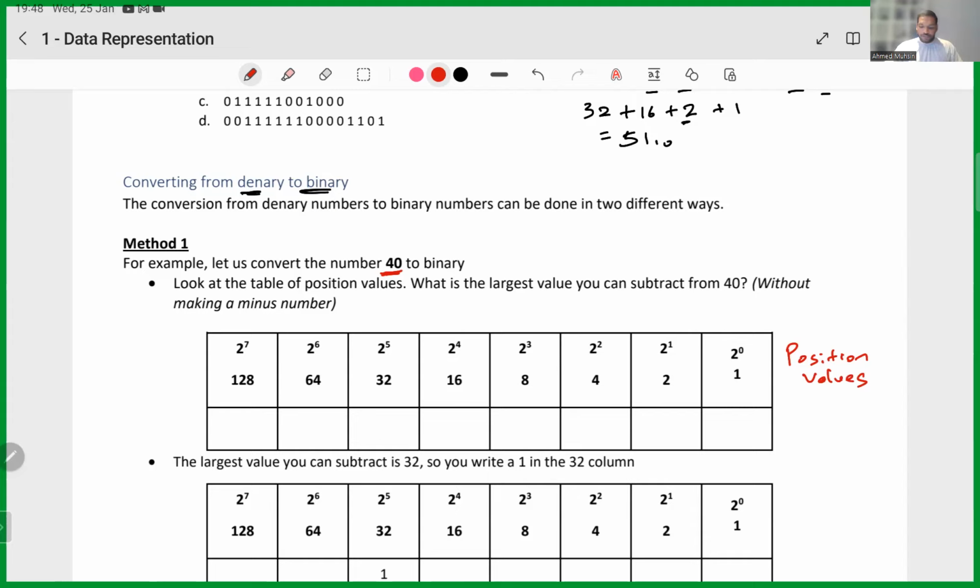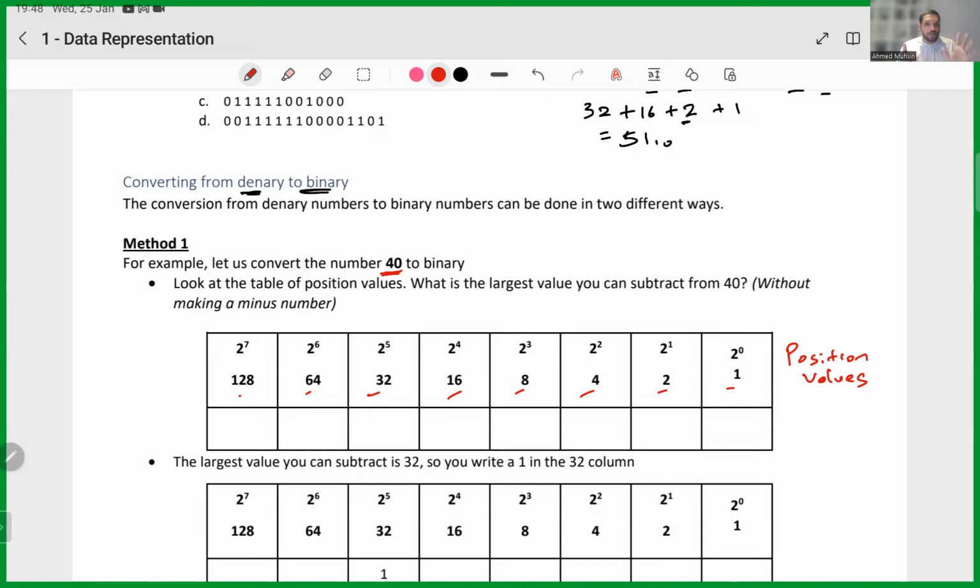If you look at this table, you can see all the position values: 1, 2, 4, 8, 16, 32, 64, 128, and it keeps going. We have stopped at 128. Now I want you to take this decimal number 40 and look at the position value table, and see what is the closest position value to the value 40.